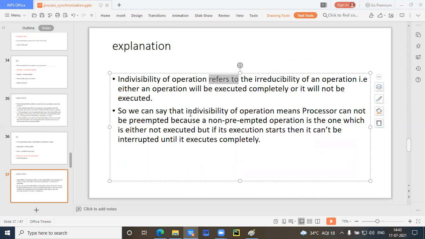So we can say that indivisibility of operation means the processor cannot be preempted, because a non-preempted operation is one which is either not executed, or if its execution starts, then it cannot be interrupted until it executes completely.